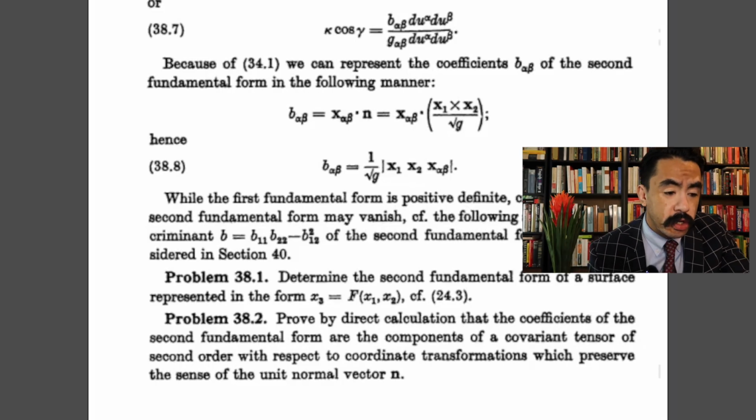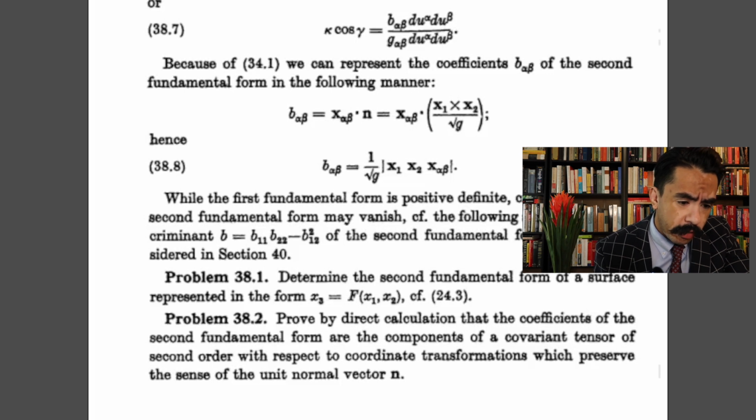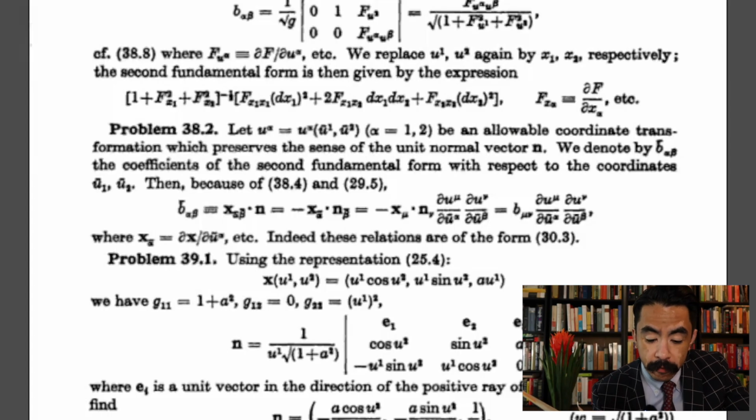Problem 38.2. Prove by direct calculation that the coefficients of the second fundamental form are the components of a covariant tensor of second order with respect to coordinate transformations which preserve the sense of the unit normal vector n. Let u alpha be given by the function u alpha in terms of u over bar 1 and u over bar 2, where alpha can be 1 or 2, and let this be an allowable coordinate transformation which preserves the sense of the unit normal vector n.